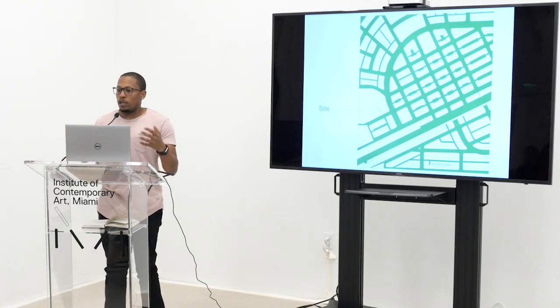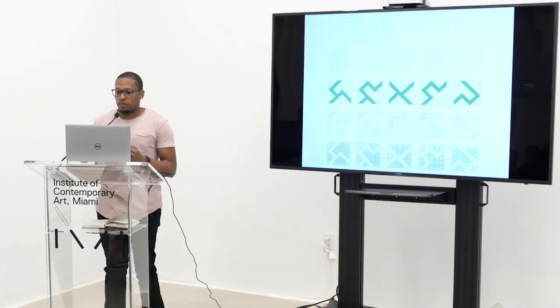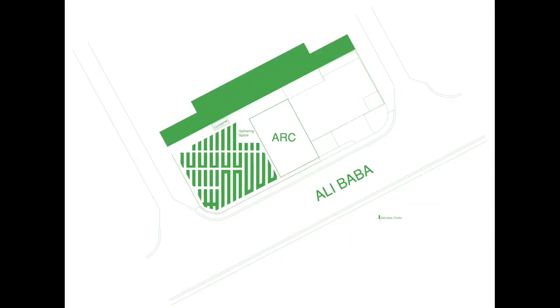So we started to develop how we can design an urban farm for the neighborhood. So we went through all these different iterations of designs. How can we make this both helpful and aesthetically pleasing? And so this is the Arts and Recreation Center. This was the urban farm behind it.